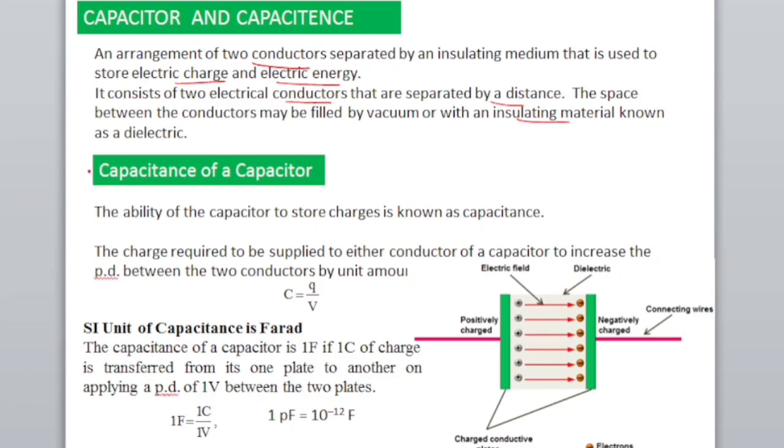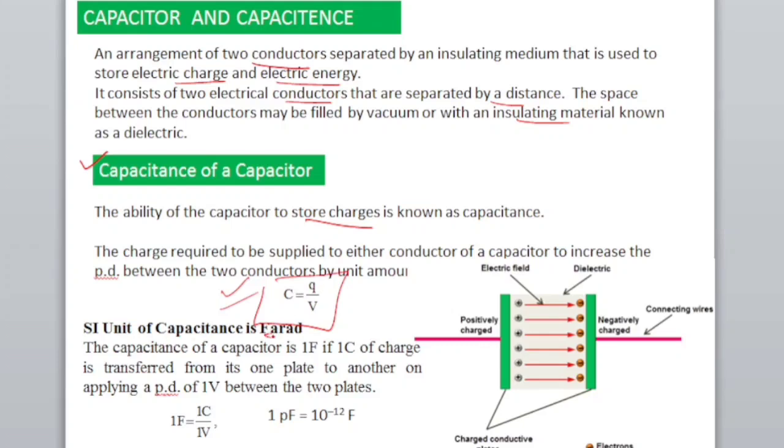Now, how much charge it stores is given by a quantity called capacitance. The ability of the capacitor to store charge is known as capacitance, right? The charge required to be supplied to either conductor of a capacitor to increase the potential difference between the two conductors by unit amount is called capacitance. C equals Q by V. Capacitance is given by this.